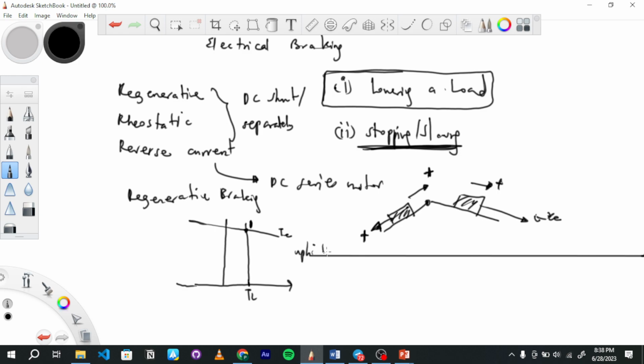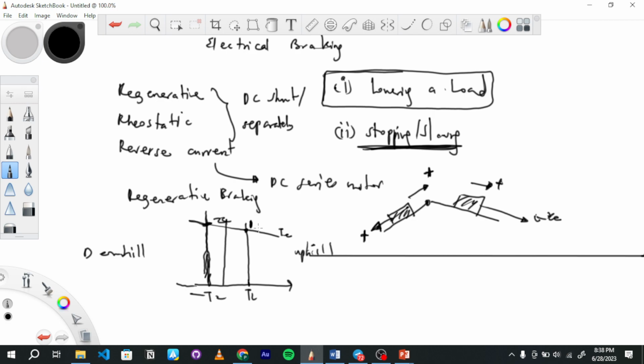for the downhill, the torque becomes negative. For the downhill, the torque becomes negative here. So that's what this graph means. Downhill, the torque becomes negative. And this can be the new steady state speed too. So regenerative braking is applied at this region here. I hope it makes sense.